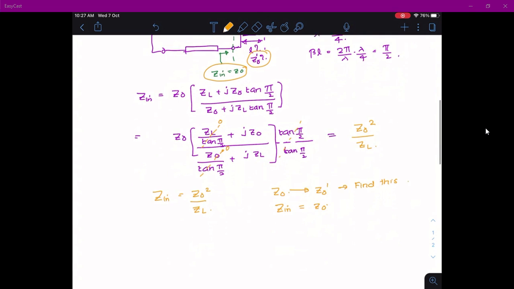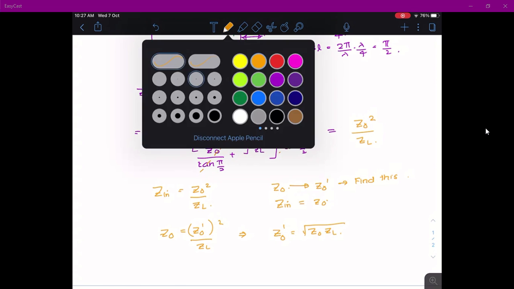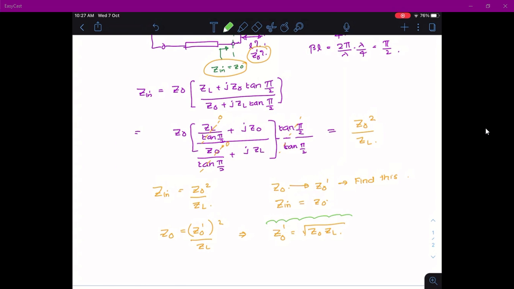So if I substitute this here, I will get Z0 is equal to Z0 dash square divided by ZL, which implies the value of Z0 dash is equal to root over Z0 ZL. And this is the condition in which you will have the matched impedance.